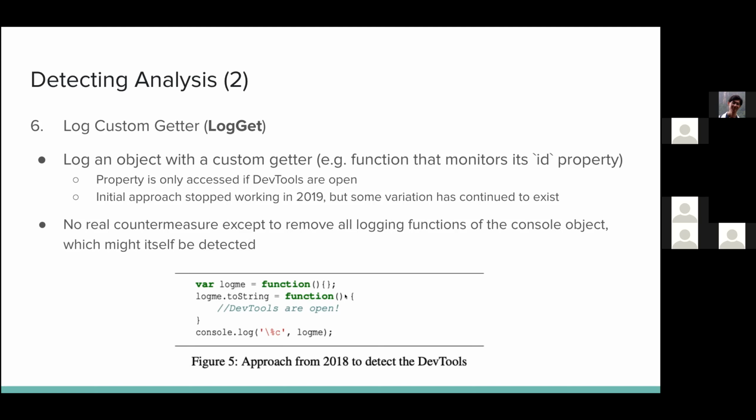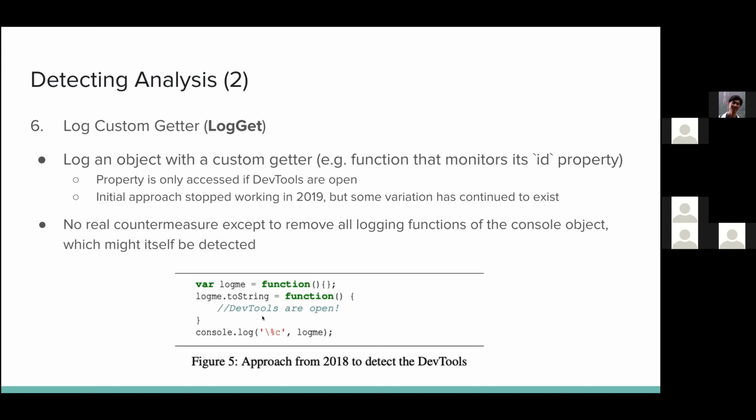In this one, developer tools will not log every function, but because there's a console log over here, it will try to use the toString function to create an output for this logme. So can you be more specific on how the code can detect the developer tool is open? When a developer tool opens, what code will be triggered?